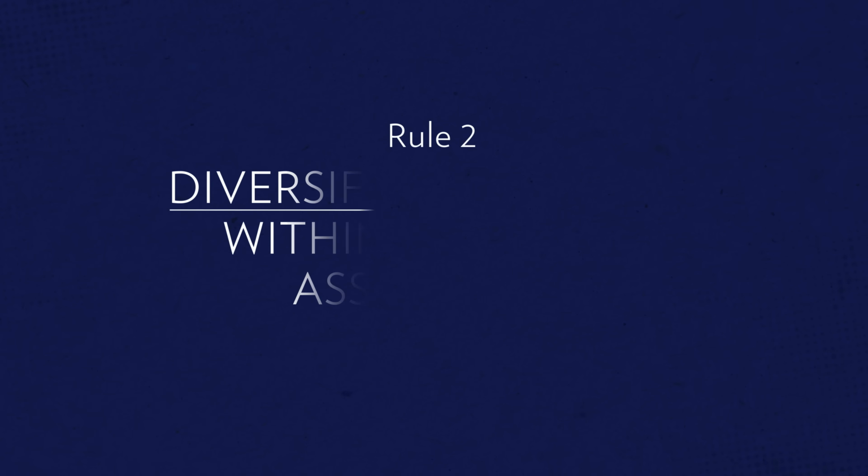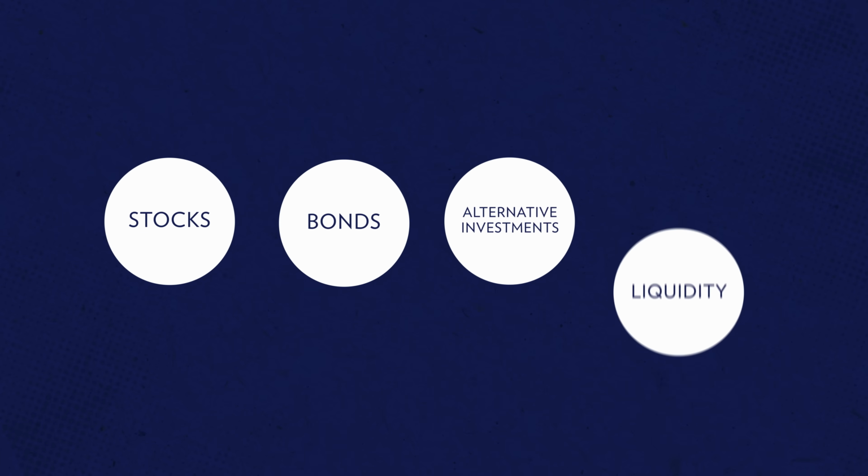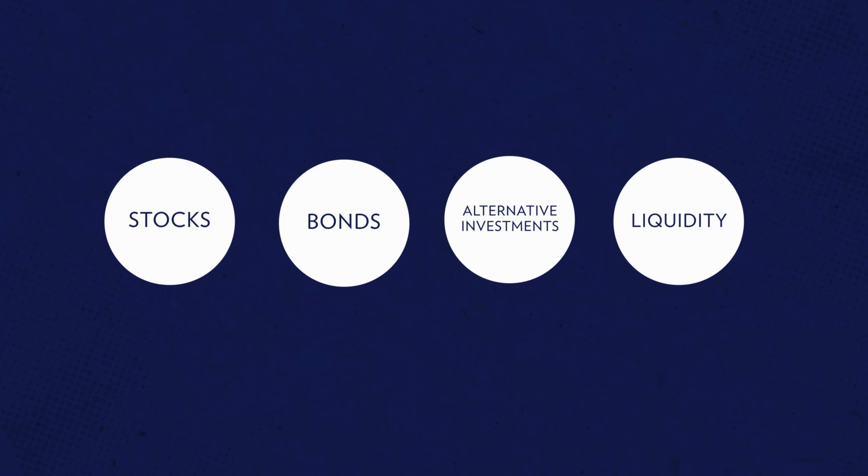2, diversify. I know what you're thinking, but Hannah, you've already covered this. Yes, we have, but not only should you diversify across different asset types like stocks and bonds, you also diversify within an asset class. And guess what? This can also help you manage risk and maximize returns.